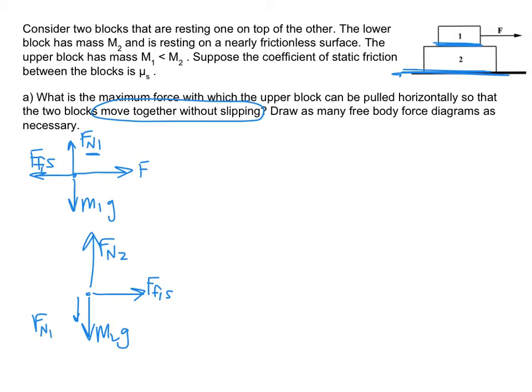Now that's not going to come into play really with this situation because there's no friction at the bottom. Because the only friction is at this interface, the only normal force that matters is the one that's at that point. And so that's going to be the Fn1, and that's going to correspond to m1g.